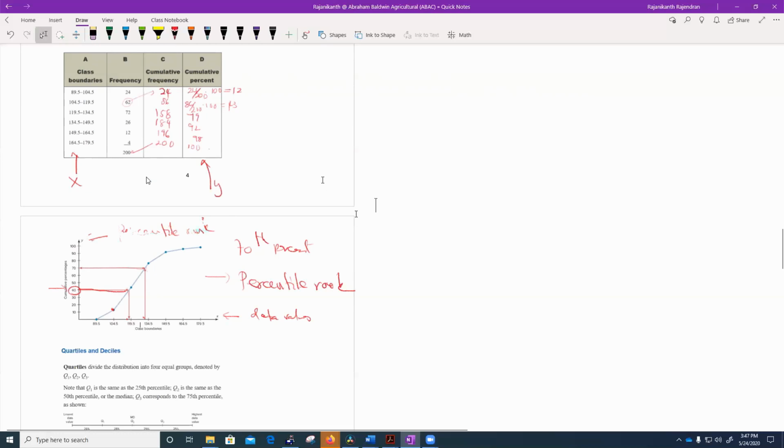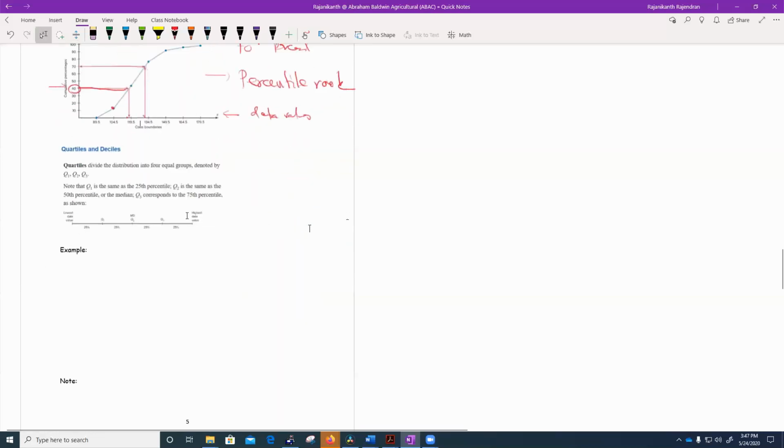Okay, so now let's move to the next one. There are two more positions about the data set. The next one is quartiles. Remember, the meaning is in the word itself, right? Quartiles will divide the entire data into four pieces. This is the given data set, and I'm dividing it into four equal pieces: 1, 2, 3, 4. Each piece will consist of 25 percent, right? Then only it will add up to 100.